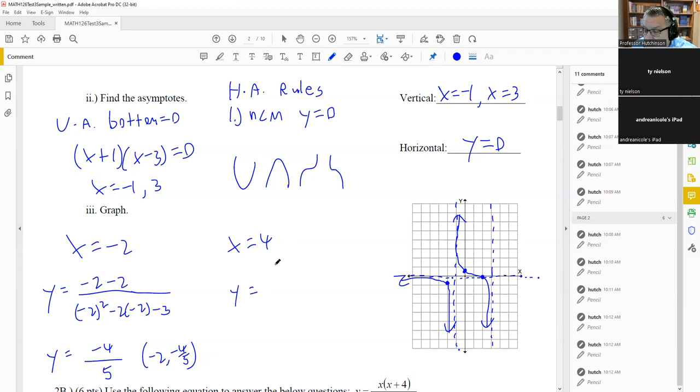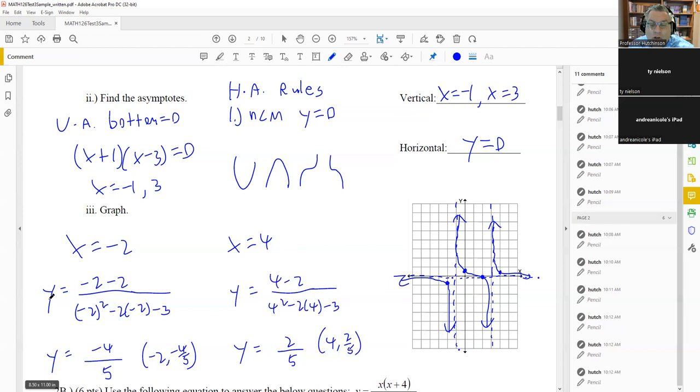Now we'll test x equals 4. So 4 minus 2 over 4 squared minus 2 times 4 minus 3. Okay, so this, we're going to get a 2 on top. The bottom we get 16 minus 8 is 8. 8 minus 3 is 5. Okay, so we're going to get the point 4 and 2/5 here. 4 and 2/5 will be about right there. So now it tells us the graph is going to be above the x-axis. And so that's what your final graph is going to look like. This will be a multiple choice again on the test. So you'll just pick the correct one that matches all the information that you have. So multiple choice again on that.